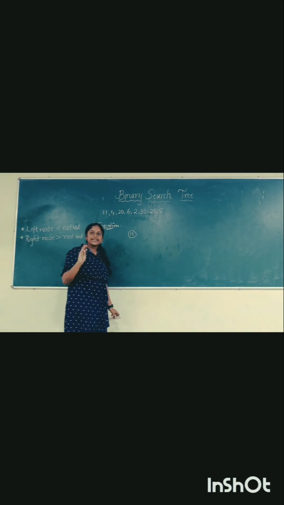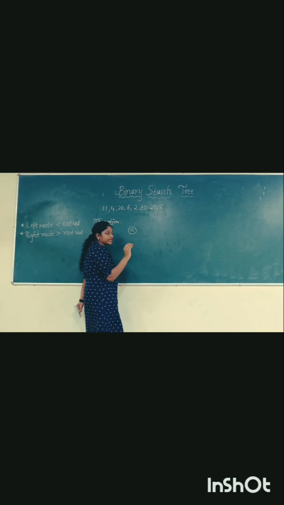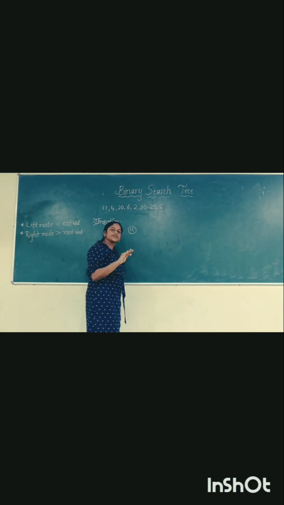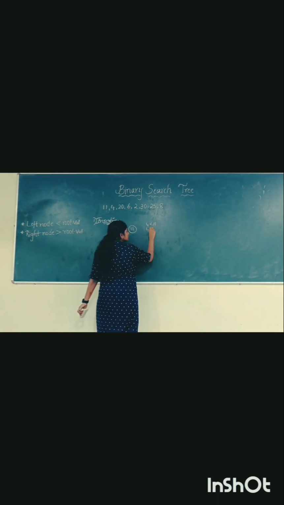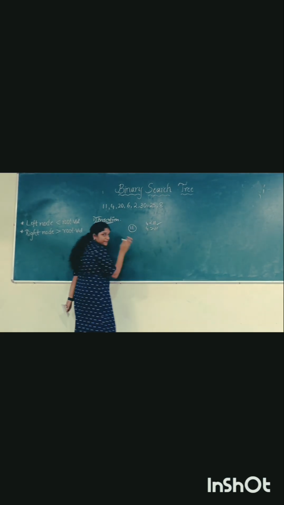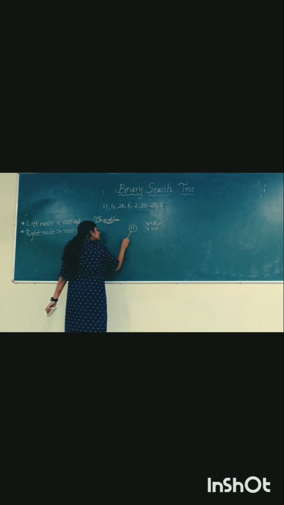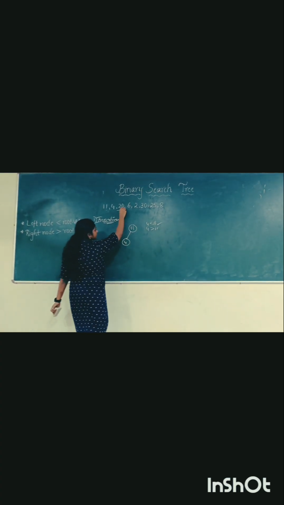So while inserting the second element, we want to compare with the first element. We should check if the 4 is greater than 11 or less than 11. We know that 4 is less than 11, right? So we should insert it at the left side of the 11. Like this.